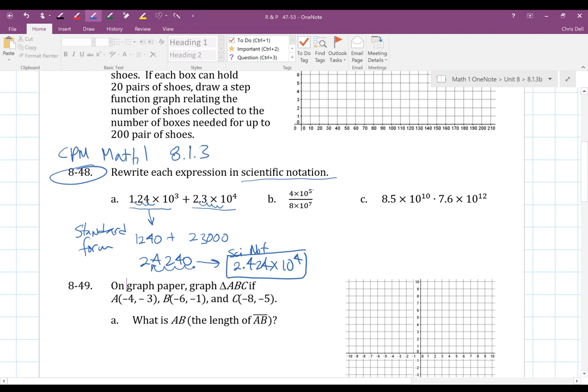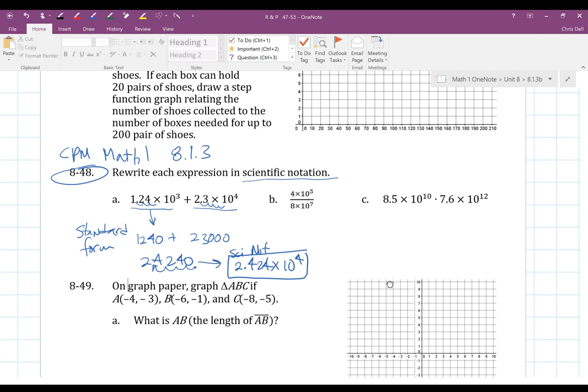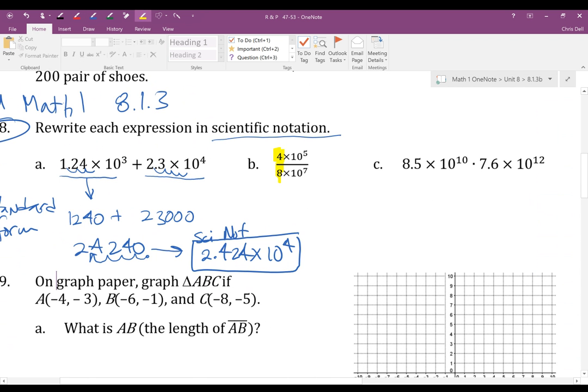For B, now I'm asking for you to do division. Now, division, we can leave it in scientific notation. What we'll do is divide the constants and then divide the bases with the exponents, the ten powers. So when I divide those numbers, 4 divided by 8 is 0.5 or 1 half. 10 to the fifth divided by 10 to the seventh, right? When you divide that, you get 10 to the negative 2. So remember, when you divide like bases, you subtract the exponents. So 5 minus 7 is negative 2.